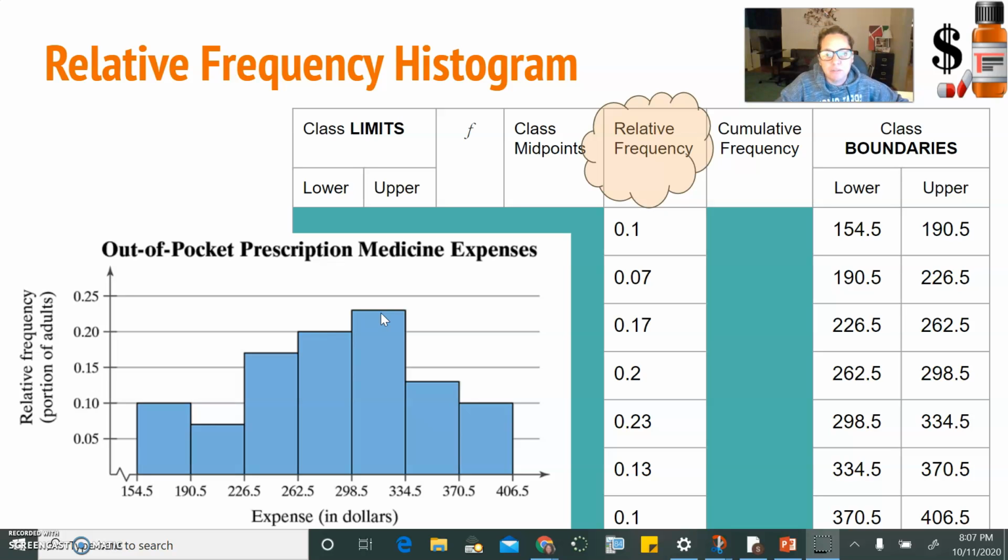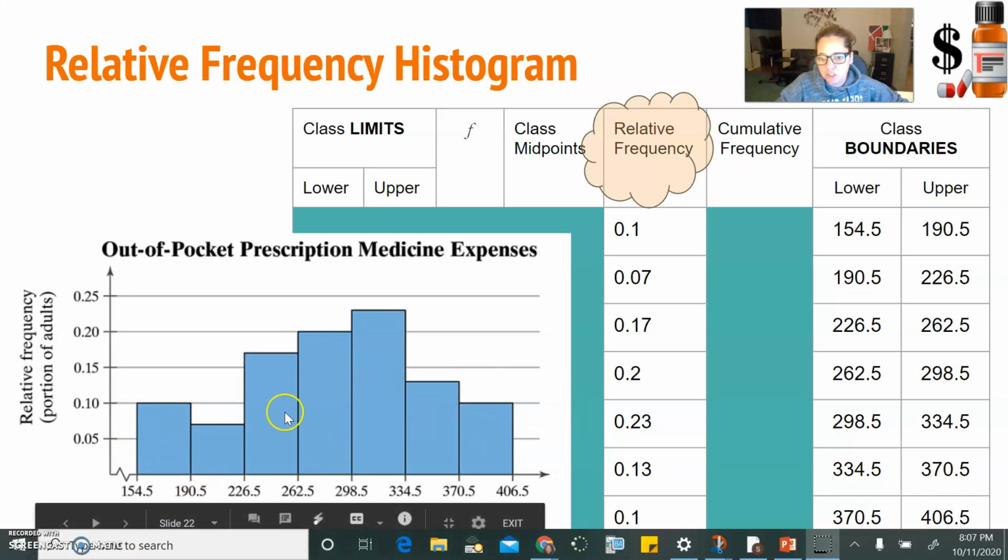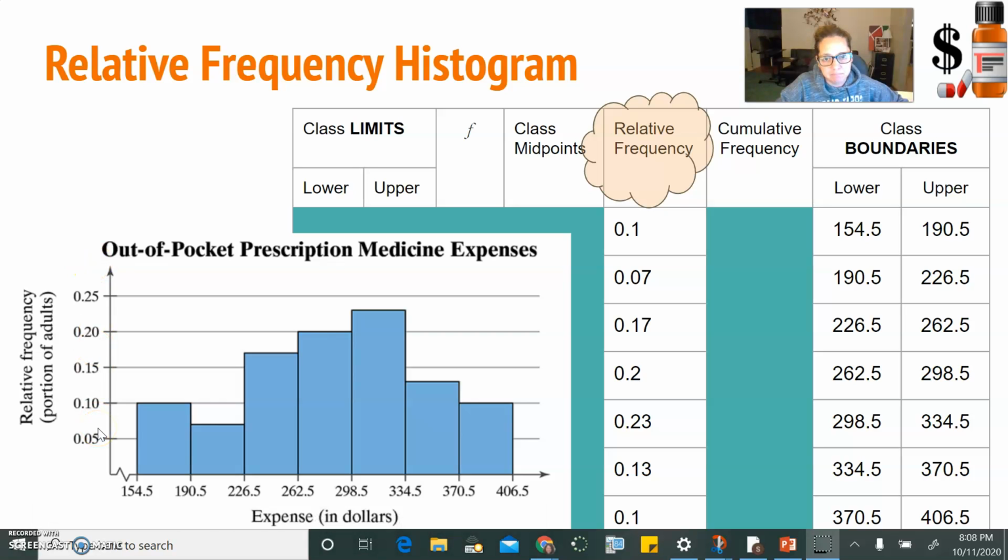So compared to a frequency histogram, the bottom's all the same and the shape will look almost identical, but the left vertical axis will look a little bit different compared to a regular histogram.